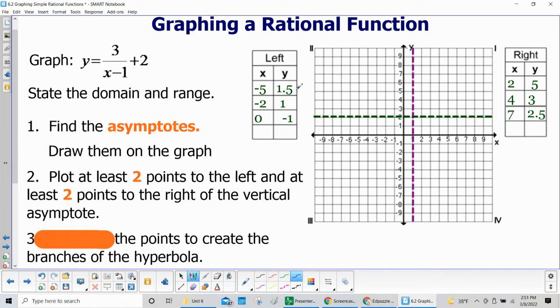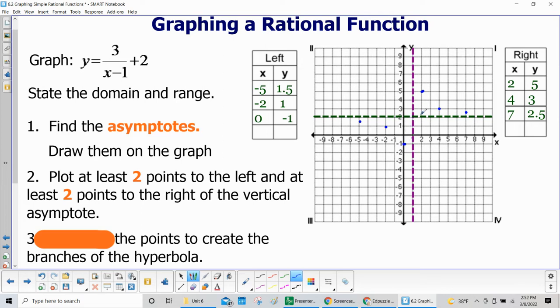All right, so I have -5 and 1.5. So there's a point. I have -2, 1. I have 0, -1. And that's what's going to give me that curve that I'm looking for. Here I can see I'm going to have 2, 5. I'm going to have 4, 3. And I'm going to have 7 and 2.5. So we can see they have that same symmetry in the graph.